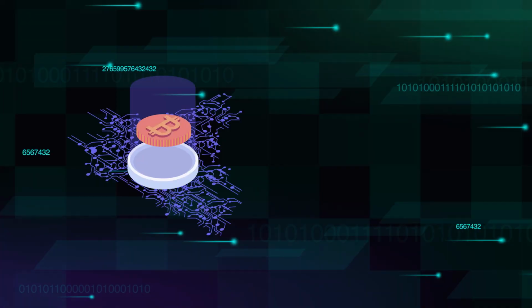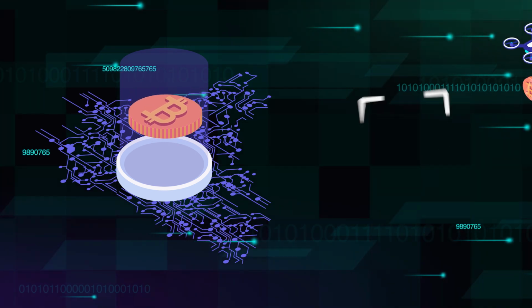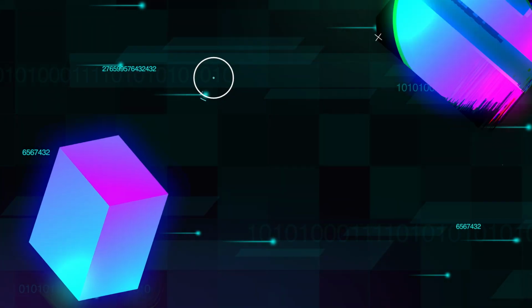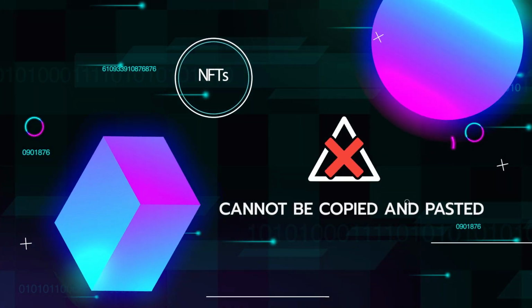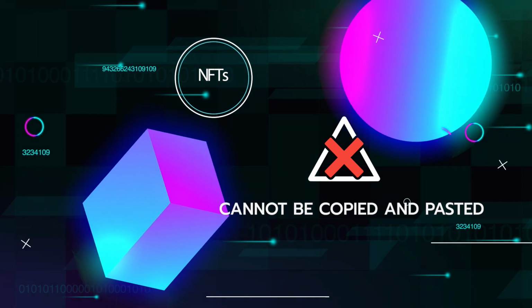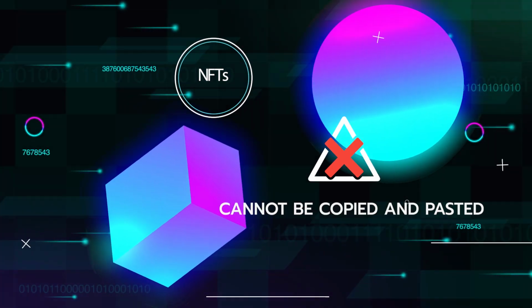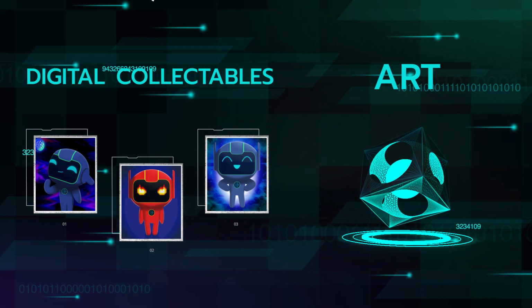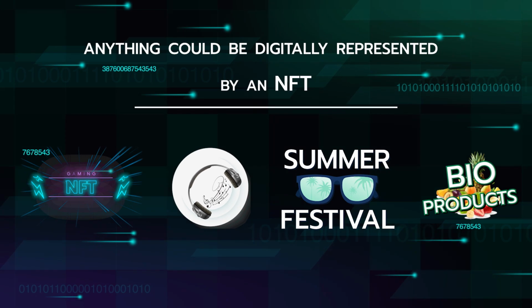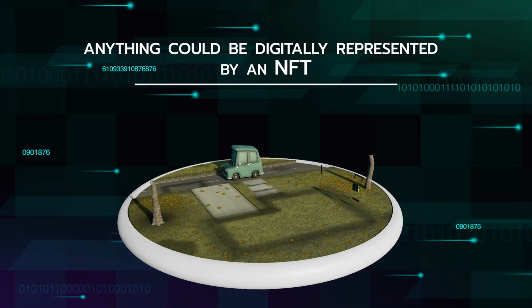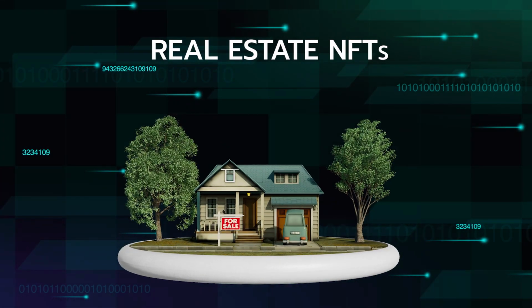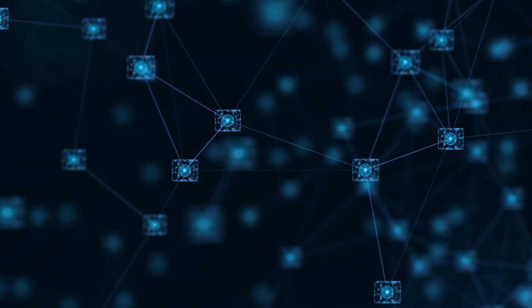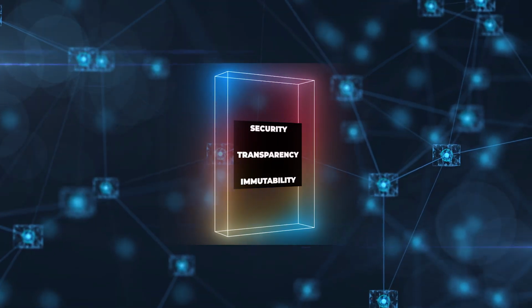In the same way that Bitcoin introduced a way to have online digital money that you couldn't copy-paste, NFTs make it possible to have other online digital assets that cannot be copied and pasted. The most common use for NFTs at the moment are art and digital collectibles. But it's expected that eventually anything could be digitally represented by an NFT, including the previous example of real estate. Since NFTs live on the blockchain, they inherit the same blockchain guarantees of security, transparency, and immutability.